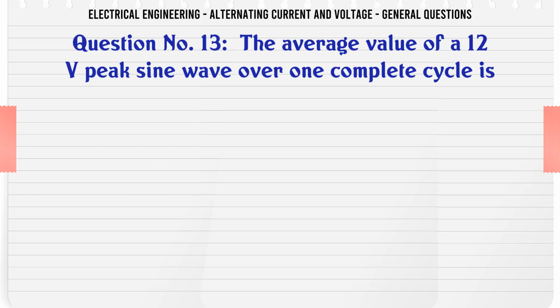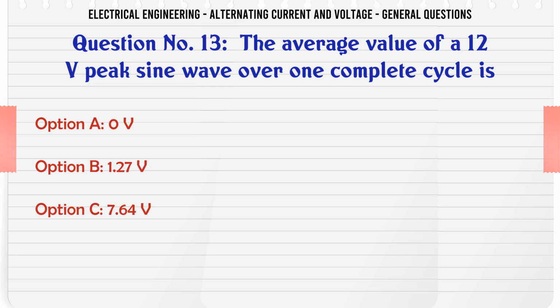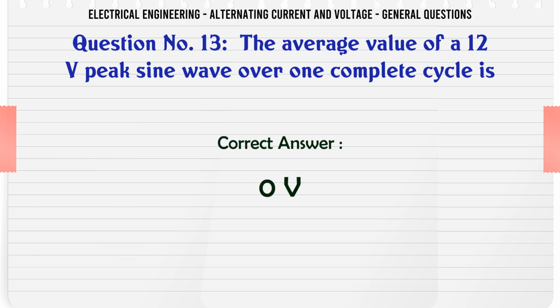The average value of a 12 V peak sine wave over one complete cycle is A, 0 V, B, 1.27 V, C, 7.64 V, D, 6.37 V. The correct answer is 0 V.